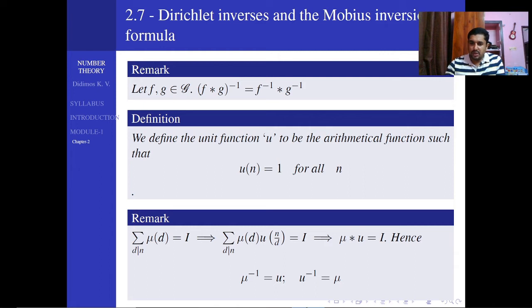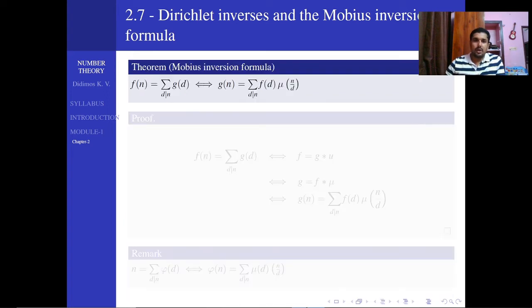Since we have a group structure, the inverses will be unique. So we need not worry about the other inverses of these arithmetical functions. Now we have an important formula, the Mobius inversion formula. Using the divisor sum formula for an arithmetical function, we can reverse those functions.